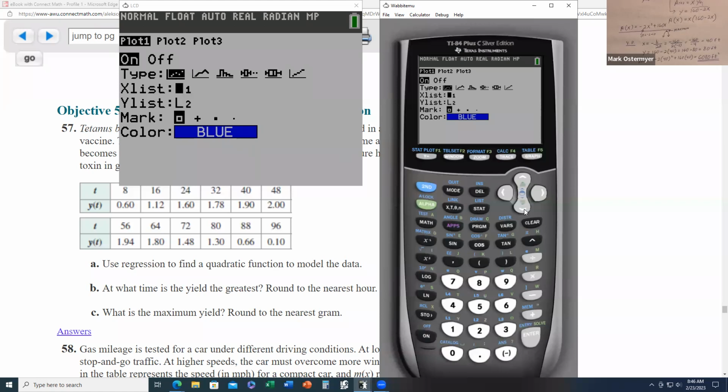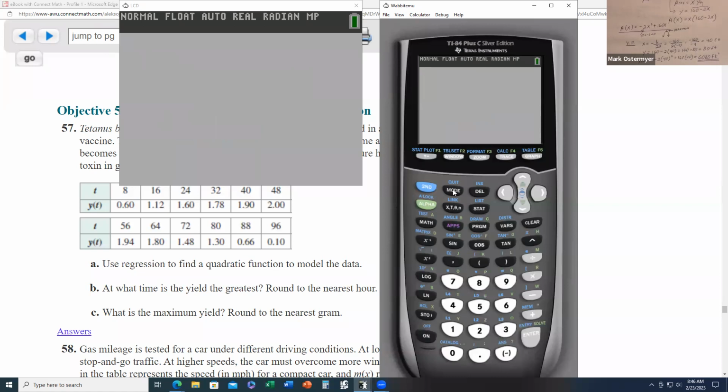Notice my X list better say list 1. My Y list better say list 2. If these lists were something different, let's say if my X list was like list 3, how could I force the name L1 into my X list? Well, above your number 1, 2, 3, 4, 5, 6 keys, you see L1, L2, L3, L4, L5, L6. To force in the name of list 1, I would have to move my cursor on the X list up here and hit the second key followed by the number 1 key. That forces in the name of list 1. Everybody see that there? All right, second mode to quit. We have configured plot 1 to give us what's called a scatter plot.